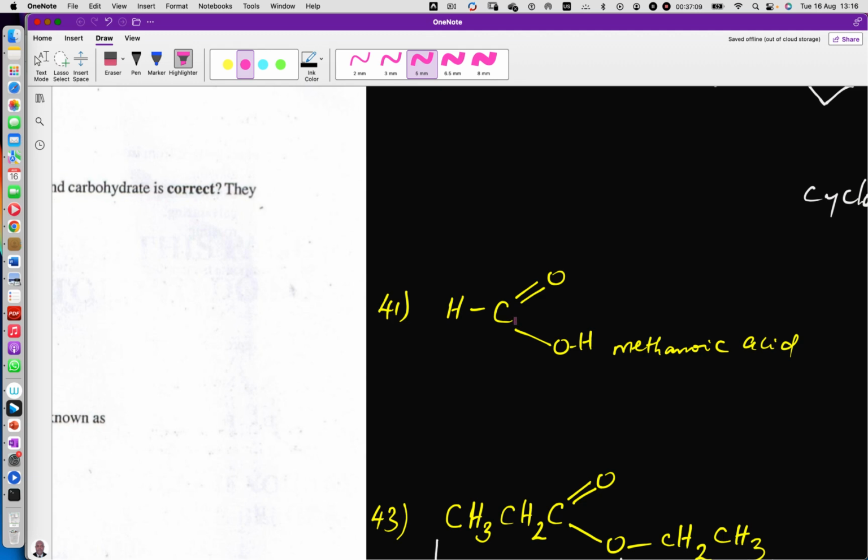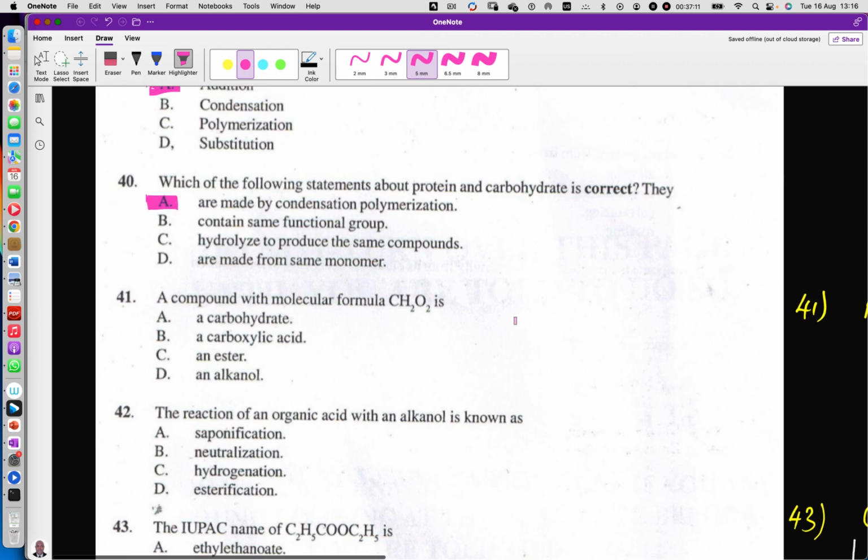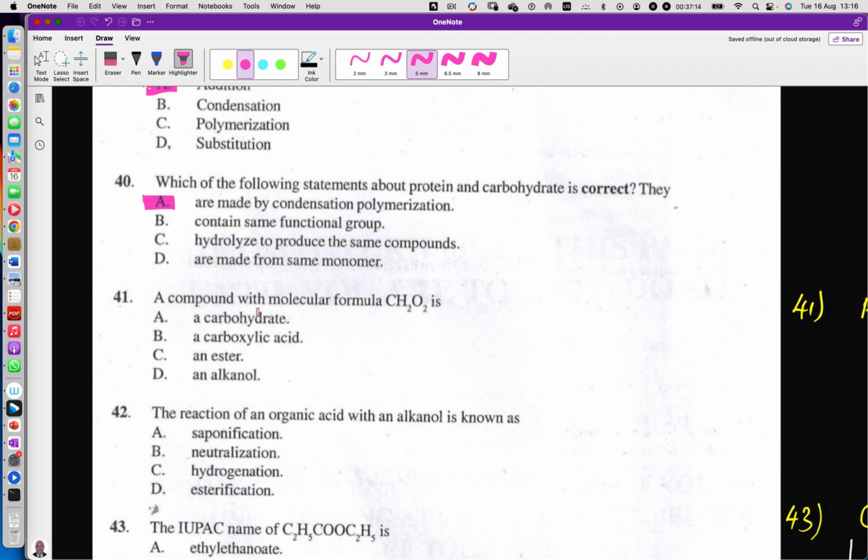So now, if we go to our answer column for 41, a compound with the molecular formula CH2O2 is a carbohydrate? No. A carboxylic acid? Yes. An ester? No. An alkanol? No. It's methanoic acid, and because it contains a carboxylic acid group, we call it a carboxylic acid. So 41 is B.